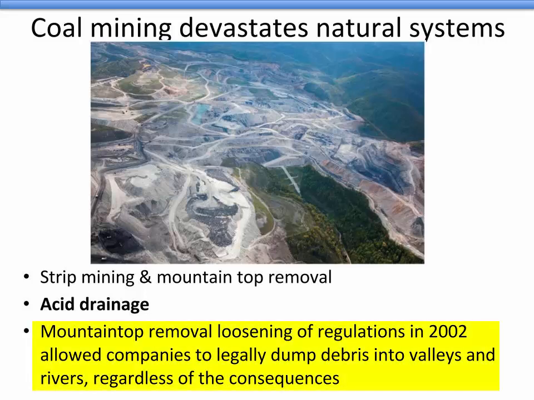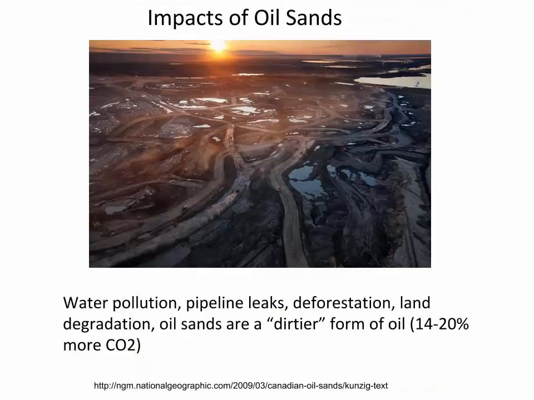Mountaintop removal removes tons of rock and soil, destroying immense amounts of habitat and creeks. Unfortunately, loosening of regulations in 2002 allowed companies to legally dump debris from mountaintop removal into valleys and rivers. Recall the oil sands of Canada I mentioned in a previous mini-lecture. Not surprisingly, oil sands development pollutes water.